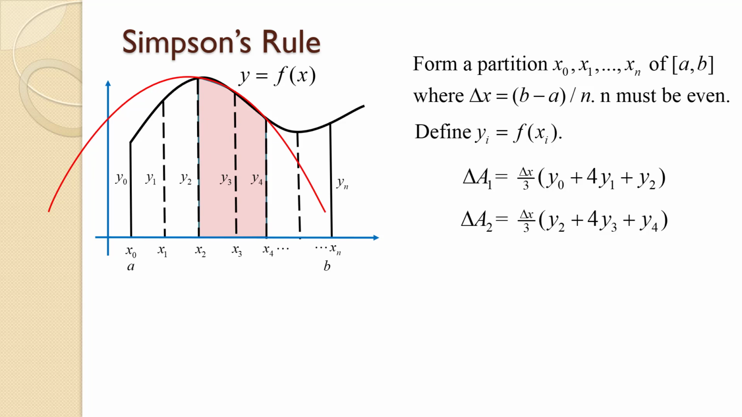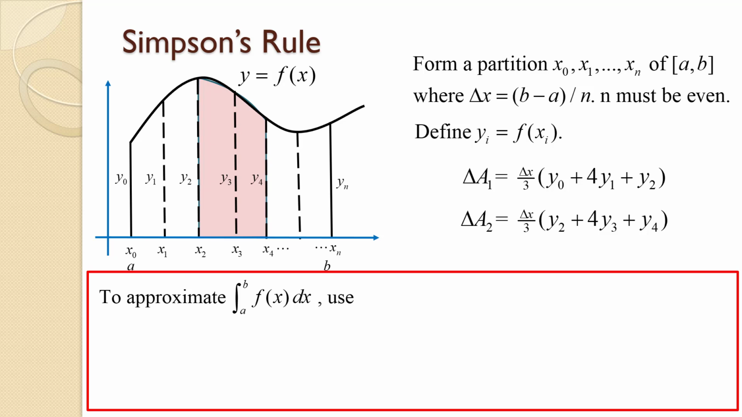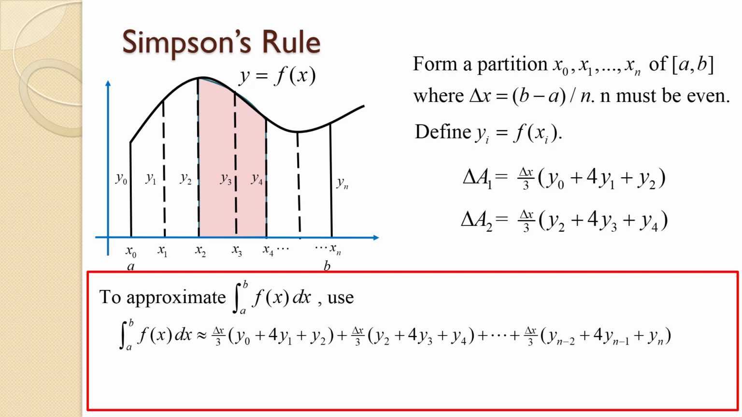Basically, though, the form is exactly the same, because all I need is the three y values, y sub 2, y sub 3, and y sub 4, which correspond to the three equally spaced x values. Just do that for every pair and add them all up. So, if you want to approximate the value of the definite integral, just take the sum of all those different areas.